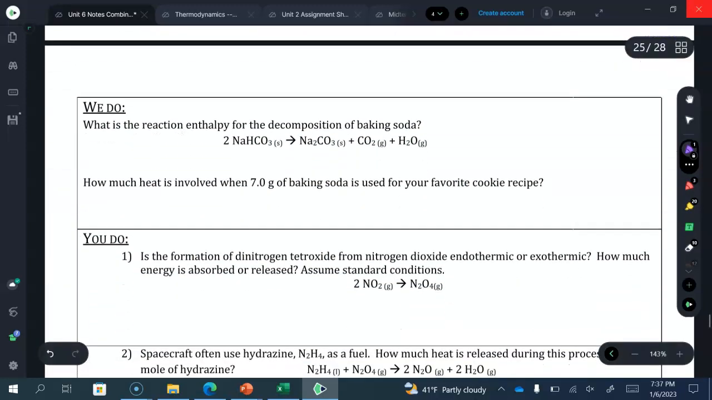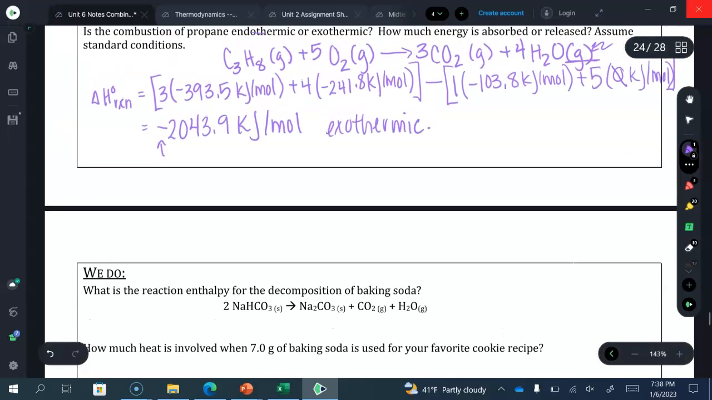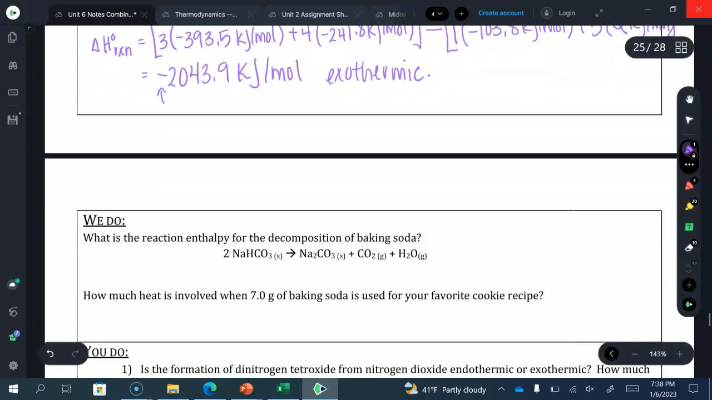Okay, so then over here, what is the enthalpy of reaction for the decomposition of baking soda? So I want you to pause the video and practice the calculation that we did in the previous one, where delta H is equal to the sum of the products minus the sum of the reactants using the coefficients. Okay, so determine the delta H of reaction using the heats of formation. So pause the video and do that now. We will do the next part together.